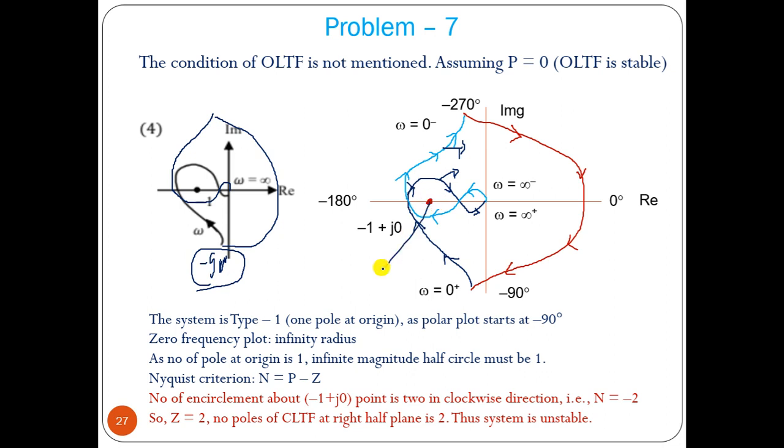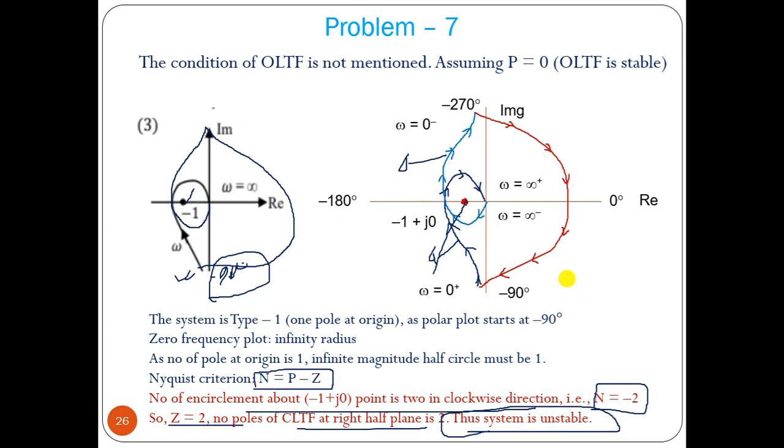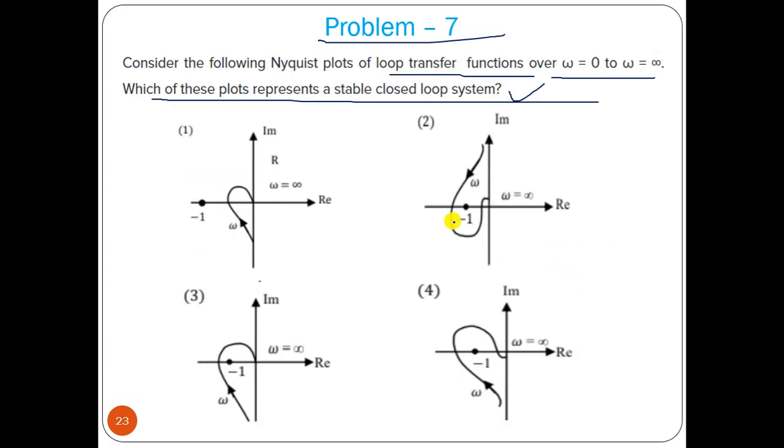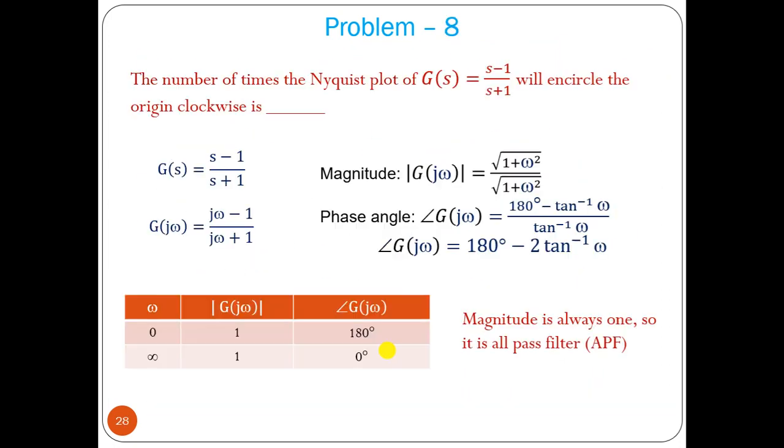And if you look here, this is the point given, 2 clockwise encirclements. Clockwise encirclement means N equal to minus 2, P equal to 0, so Z becomes 2. So the system is unstable, 2 poles lie in the right half plane. So in that particular problem, 1 and 2 are stable, 3 and 4 are unstable. That is the conclusion of this particular problem.